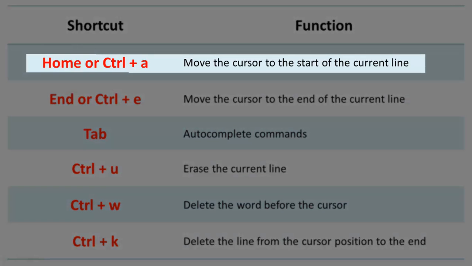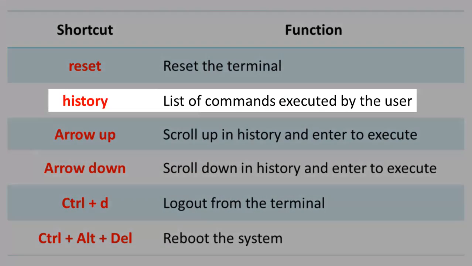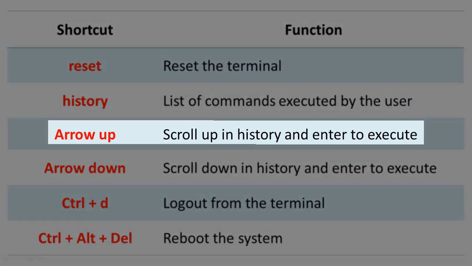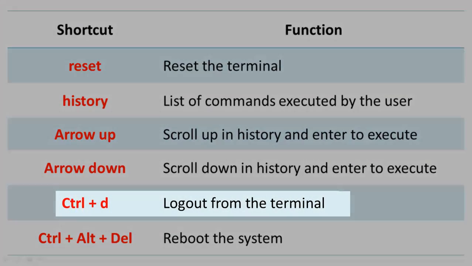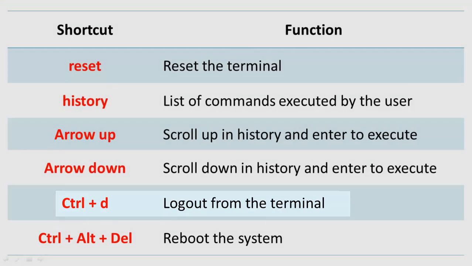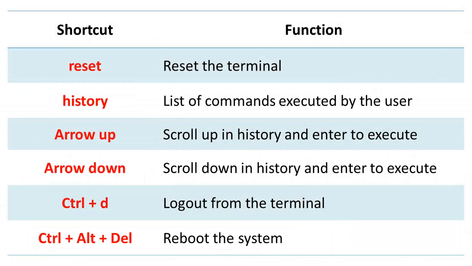So using the Home or Ctrl plus A key combination would move the cursor to the start of the current line. Reset would reset the virtual terminal. History would list the commands executed by the user. The arrow up shortcut would scroll up in history, and you need to press enter to execute a command. Ctrl plus D would log you out from the virtual terminal, and using Ctrl plus Alt plus Delete key combination would reboot the system. Now let us try some of them on a virtual terminal.